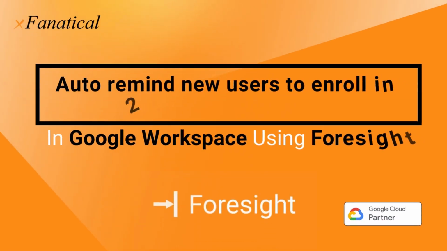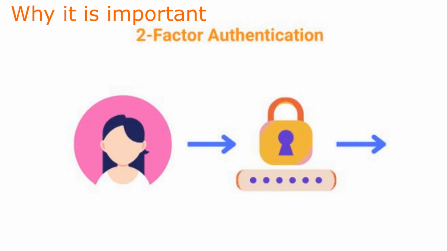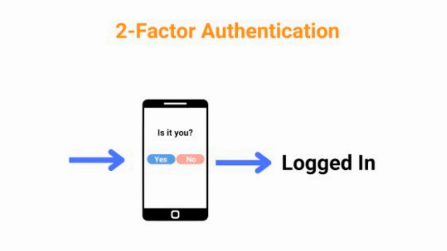In this short video, I will demonstrate how you can auto-remind new users to enroll in two-factor authentication in Google Workspace using xFanatical Foresight. Two-factor authentication, or in short form 2FA or 2SV, is a great security feature that protects a user account with an extra layer. It connects the user's mobile phone with the account, and when the user logs in with a password, it asks for authentication from mobile in the form of a code or by just tapping a yes button.